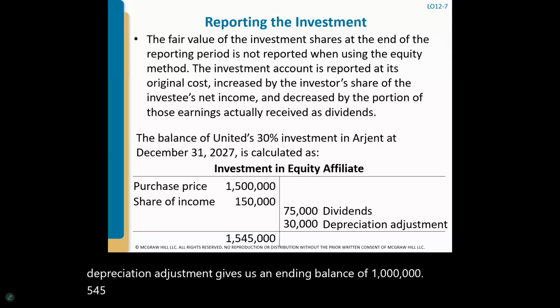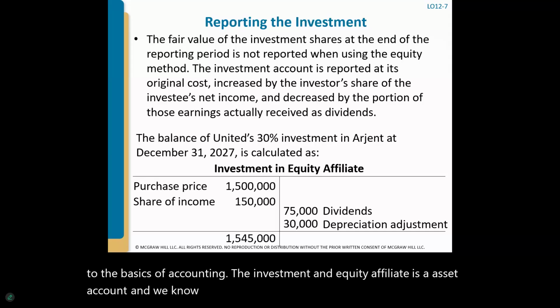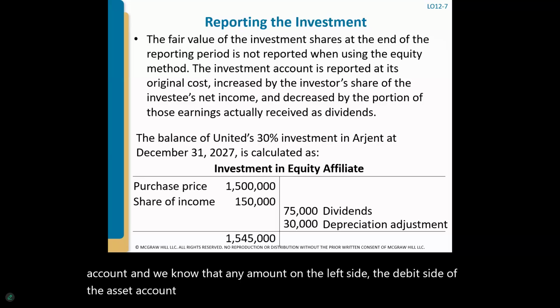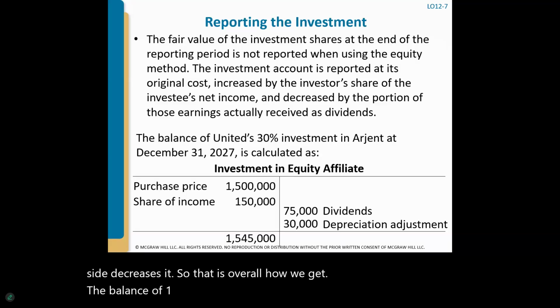1,545,000. And the great thing about this is that it's going back to the basics of accounting. The investment in equity affiliate is an asset account. And we know that any amount on the left side, the debit side of the asset account, increases it, and any amounts on the right side, the credit side, decreases it. So that is overall how we get the balance of 1,545,000.